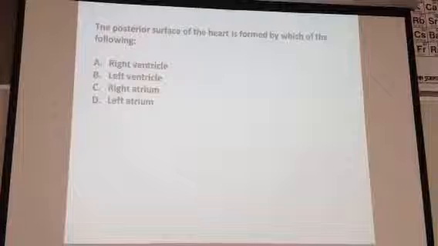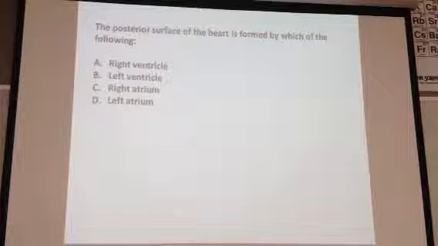Know really well, some you want a little more explanation of. So I put through some old exams and pulled some questions up, plus I wrote some out. So the posterior surface of the heart is formed by which of the following structures?